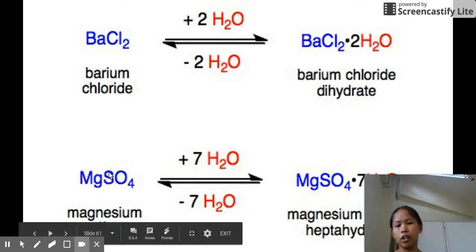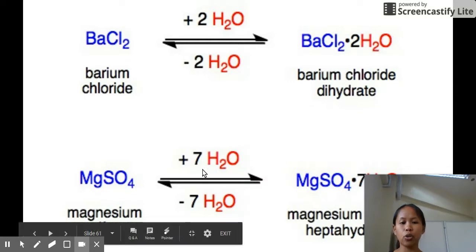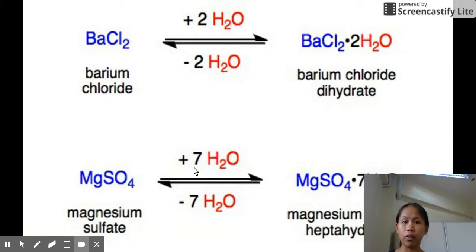For this, you have magnesium sulfate. When you chemically add 7H2O, the name will become magnesium sulfate. Nothing changes in this name because magnesium is a metal and SO4 2 minus is sulfate, so you just retain its name, magnesium sulfate. But there are 7H2O, so you use the prefix hepta for 7, and that becomes heptahydrate.